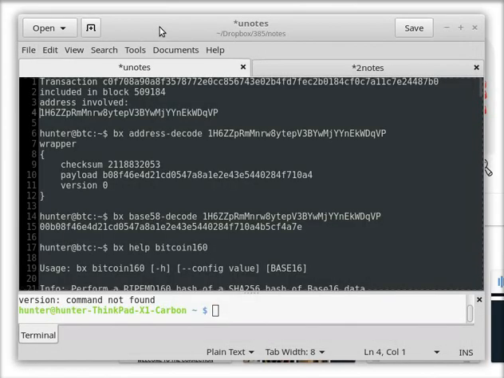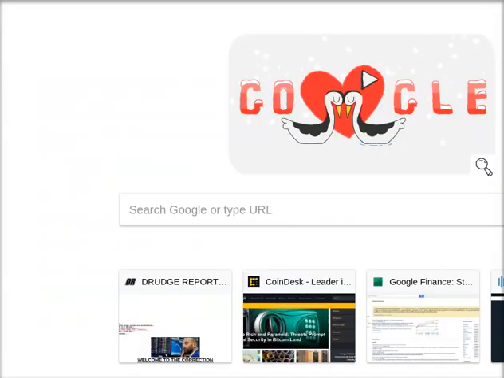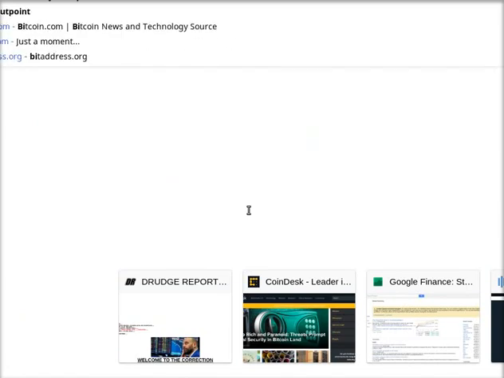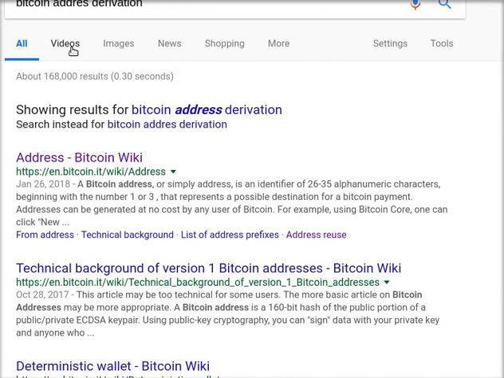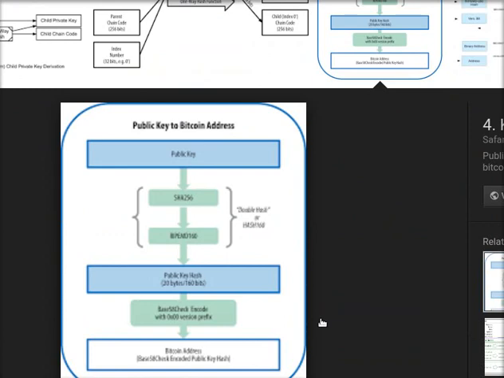So let's come back here to our sort of snooping on this person. I decoded his address, and you might remember from last time that a Bitcoin address, where does it come from? It comes from the hash of a public key. And should we try to find a picture here? Sorry, it's Valentine's Day. Bitcoin address derivation. Let's just look at some images. Maybe you can find a good one. Oh, right here, this is the one we want.